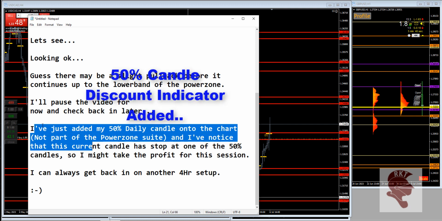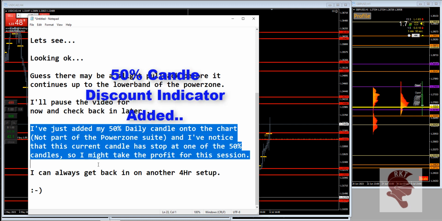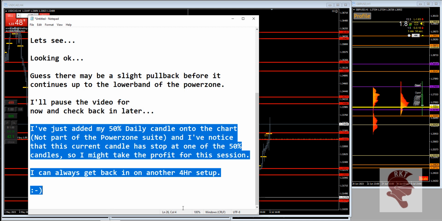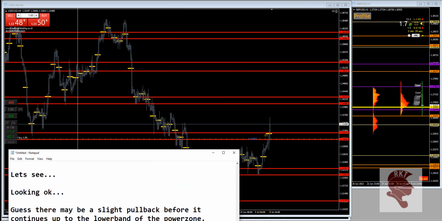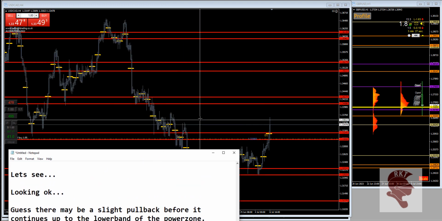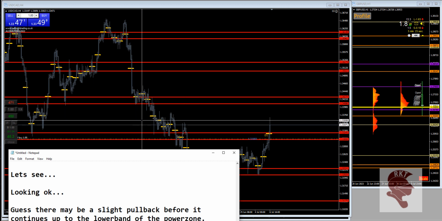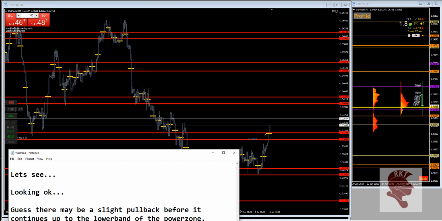I'm 50 pips up. Now, I've just added something, and this is what I said just a few moments ago: I do have another indicator that will help me to assess where bounces are likely to occur. Bearing in mind I was 50 pips up a few moments ago, and I'm down to 40 now.